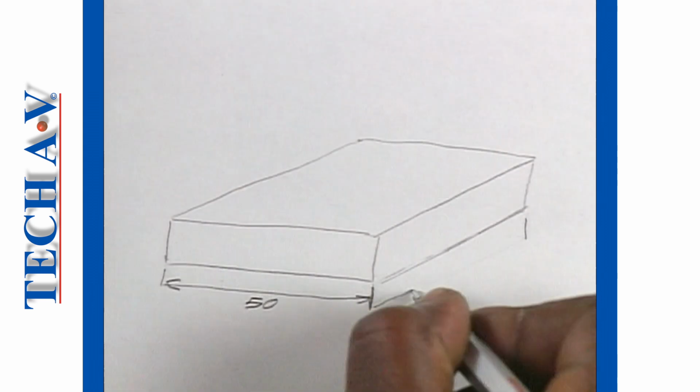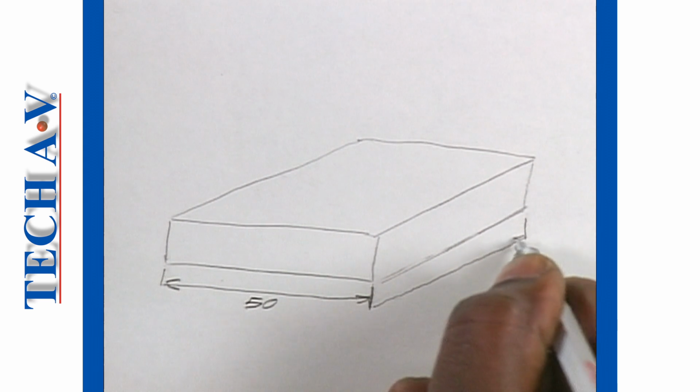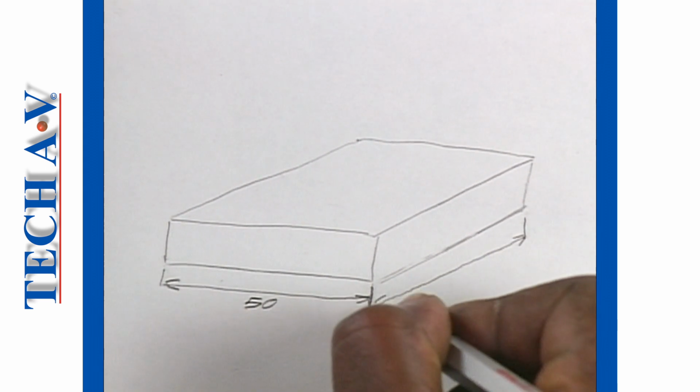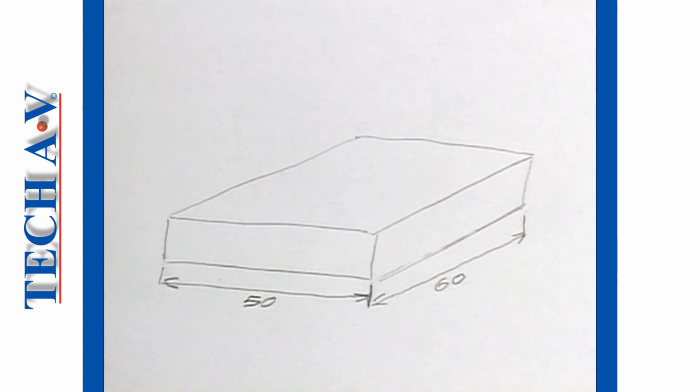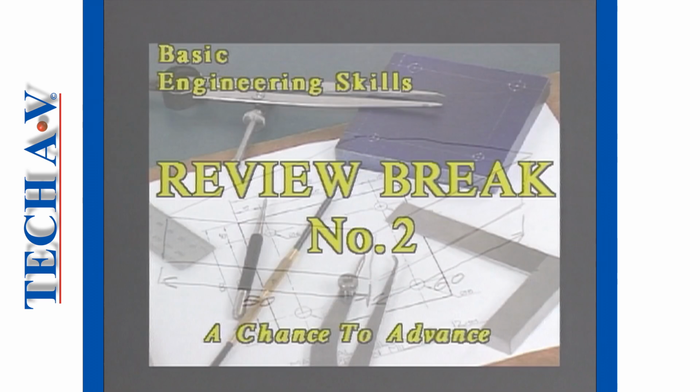During the break, we suggest that you take measurements of the object that you sketched and then put in the overall dimensions. After the break, we'll look at how other dimensions are read.